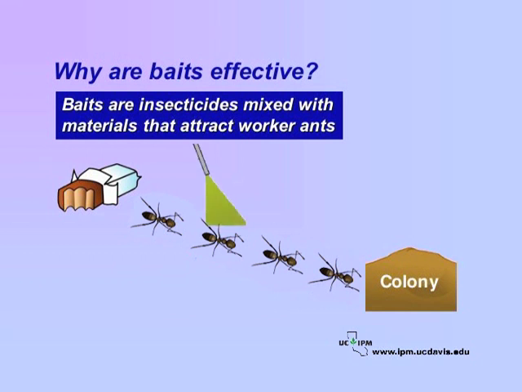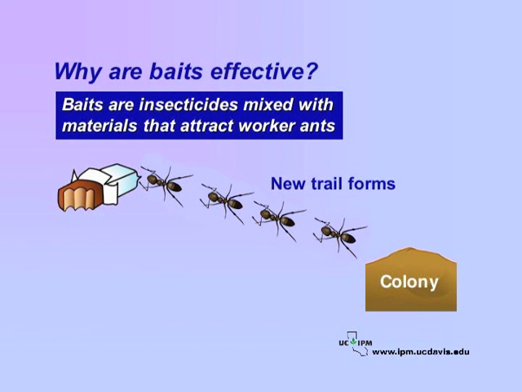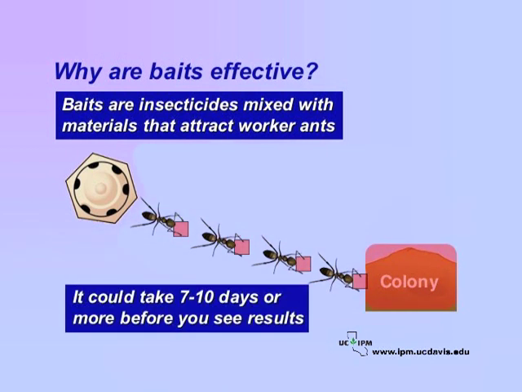Killing the ants in a trail with sprays will provide only temporary relief because a new trail will soon emerge from the colony. Recognize that baiting takes patience. Baits must be slow-acting so that workers are not killed before the bait reaches the colony. It could take 7 to 10 days or more before you see the results, and it could take several weeks before the problem goes away.